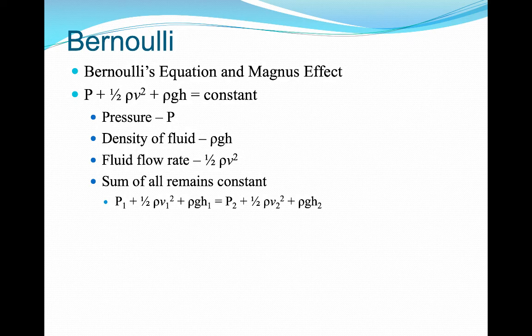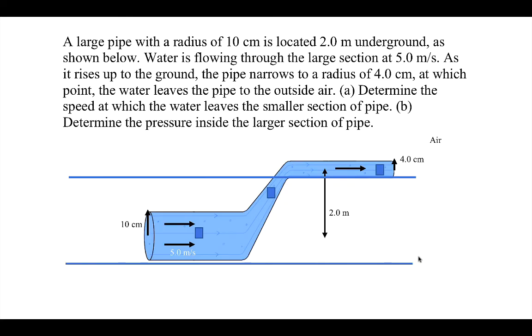So let's look at an example. Here we have a large pipe that's under the ground and has a cross-sectional radius of 10 centimeters at a point 2 meters below the ground. The water then flows through the large section up above the ground into a smaller section that has a smaller cross-sectional radius of 4 centimeters. And the water is flowing at 5 meters per second in the large section.